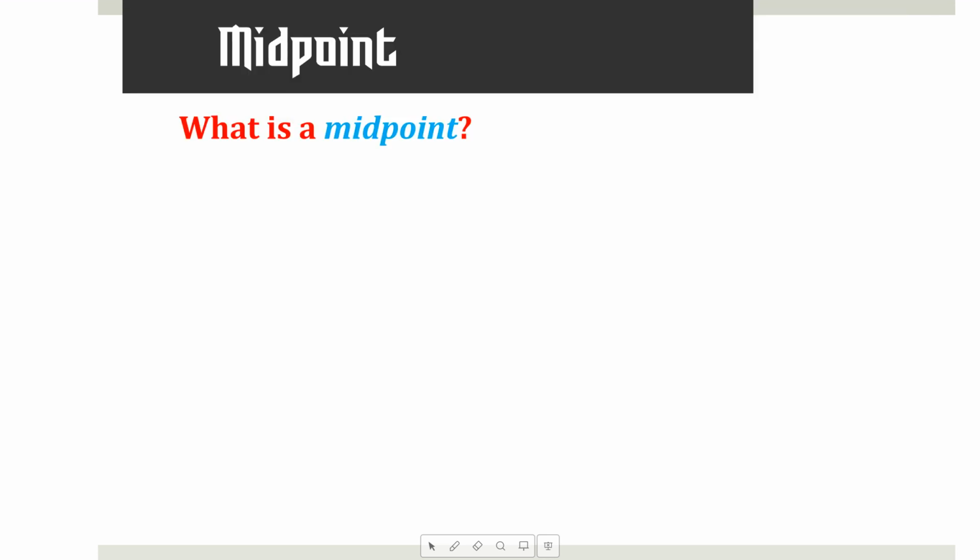With your group, please write a definition of a midpoint. Remember, your definition should accurately describe the object while excluding things that it is not.